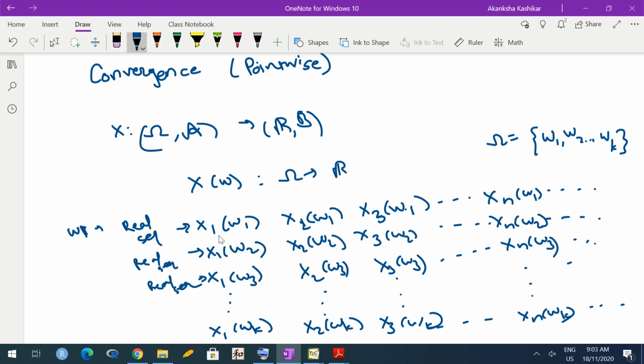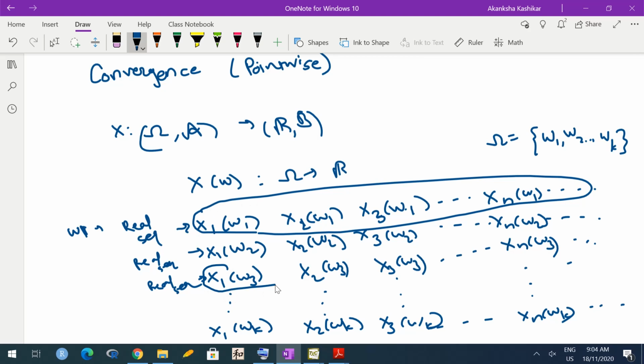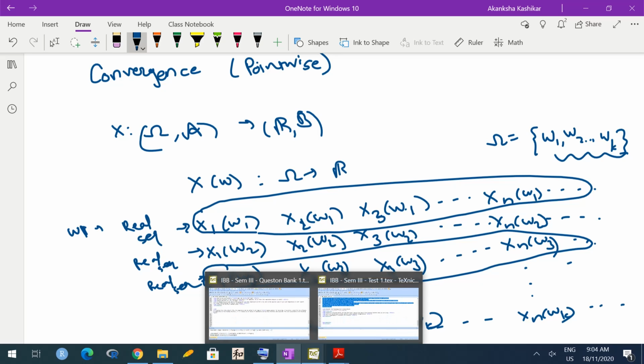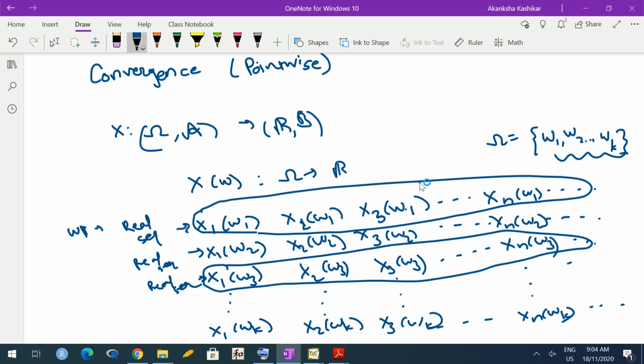Because if you fix omega, then you have x1 of that as some value, x2 of that as some other value, x3 of that as some other value. So this entire row becomes a sequence of real numbers. Similarly, this row is another sequence of real numbers. Okay? Therefore, a sequence of random variables is actually a collection of many sequences of real numbers. How many? The number of sequences would be the same as the number of elements in omega. So here I have k small omegas, so I am getting k real sequences. If I had infinitely many small omegas, I would get infinitely many sequences. Are you with me so far?